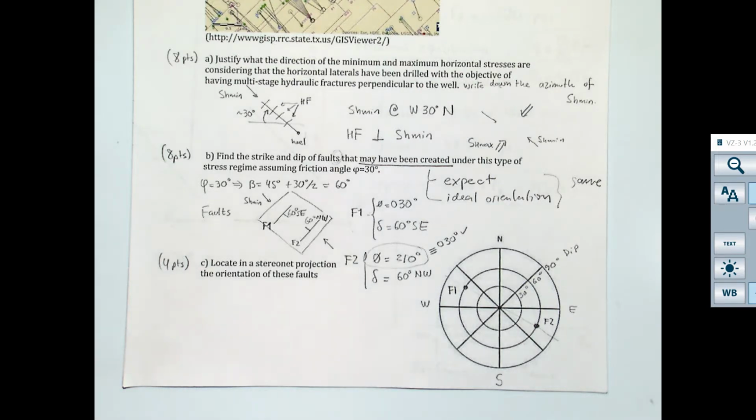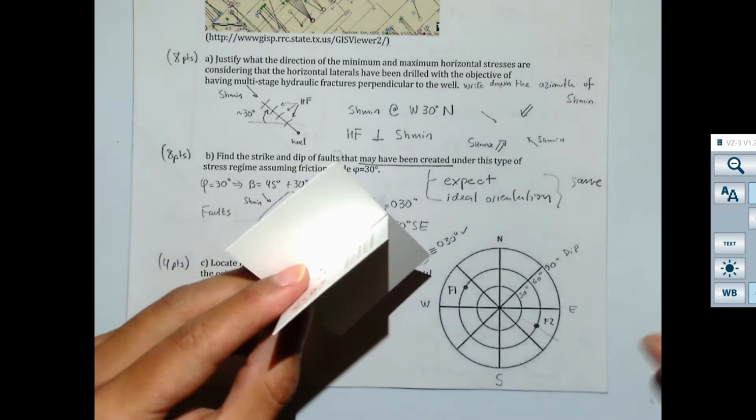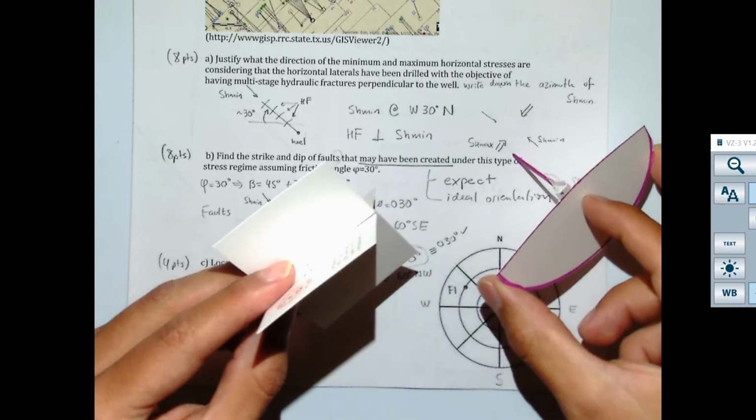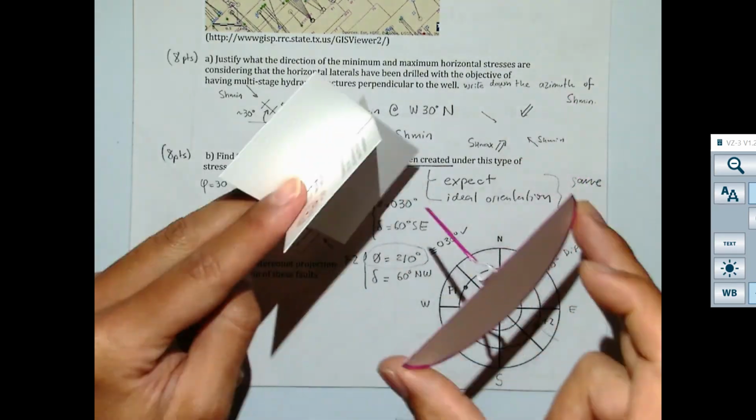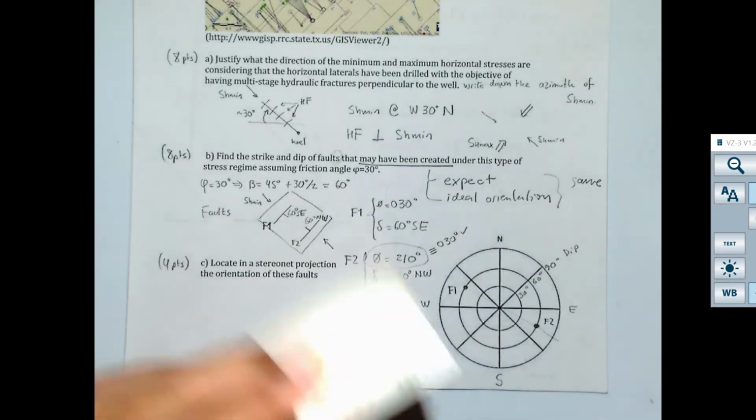So right after class today, if you stop by, I'll give you these cards, and you can make these on your own. But I'm going to allow you to have these to help you. Okay? If this helps you, you can have it in the midterm.